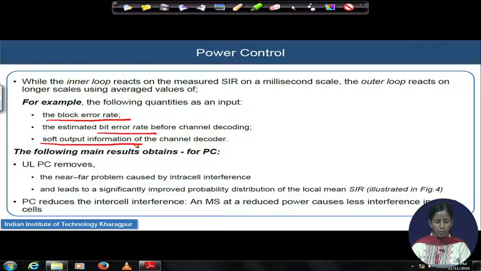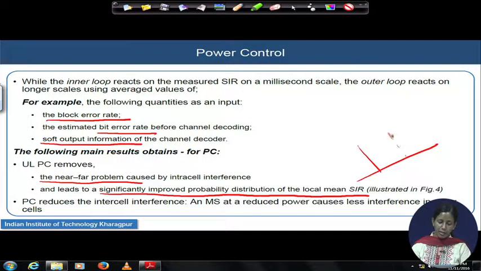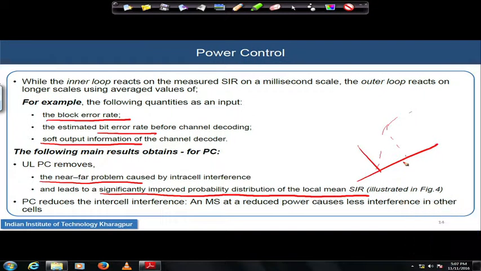And the following are the main results that we obtain once we do the uplink power control. This uplink power control will remove completely the near-far problem that we have already understood. It leads to a significantly improved probability distribution of the local mean signal to interference ratio, that we have also seen by the graph like this, which was earlier like this, and we could improve around 14 dB.